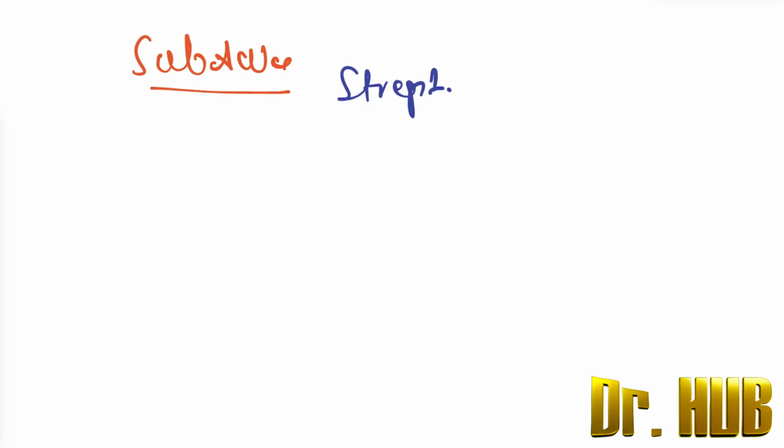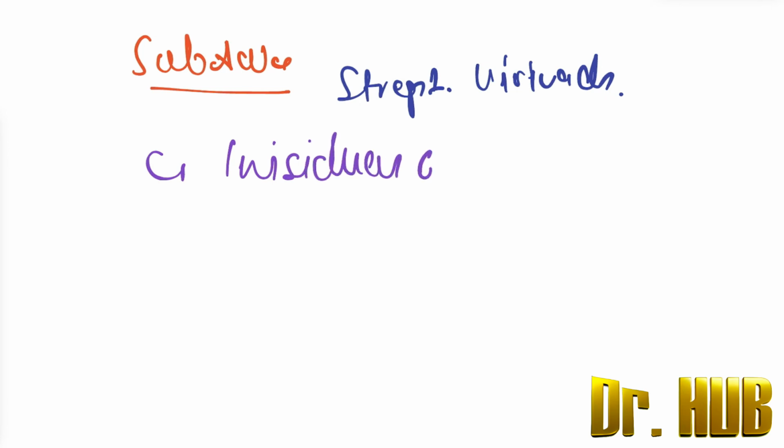Now we look at the subacute type. In the subacute type, the organism involved is Streptococcus viridans. In acute, it is Staph aureus, whereas here it is Streptococcus viridans. In subacute, the onset is insidious, whereas in acute it was a stormy onset.